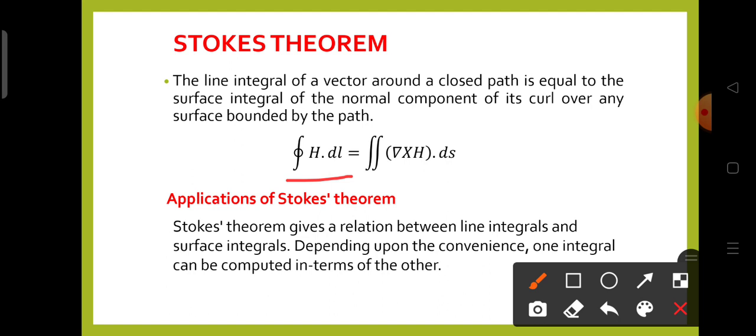Closed integral of H dot dl is equal to surface integral of curl of H dot dS. Left hand side and right hand side are equal. One can use this line integral instead of the surface integral. Then the applications of Stokes theorem: Stokes theorem gives a relation between line integrals and surface integrals depending upon convenience. One integral can be computed in terms of the other.